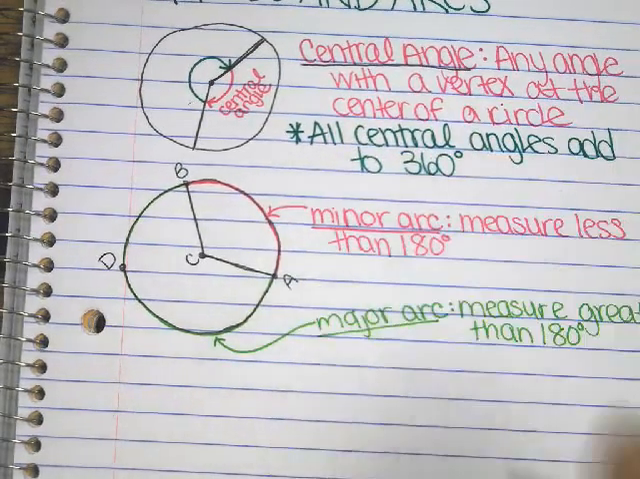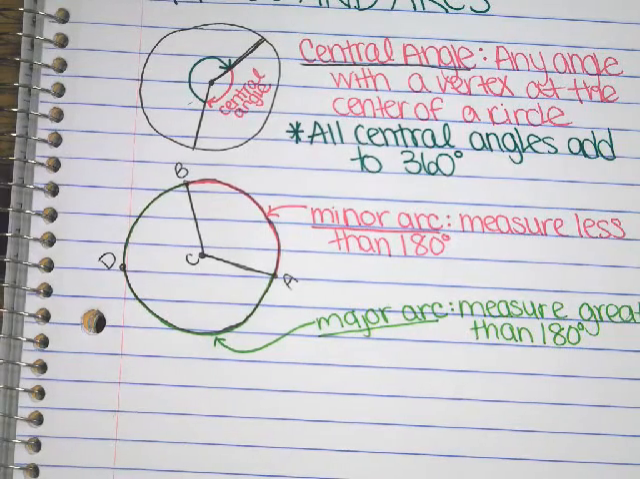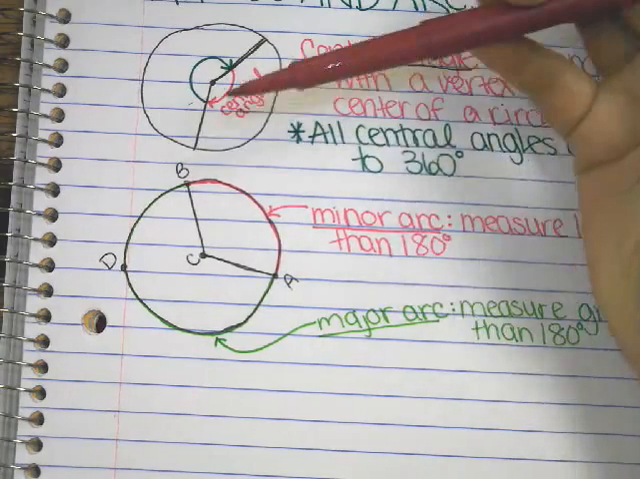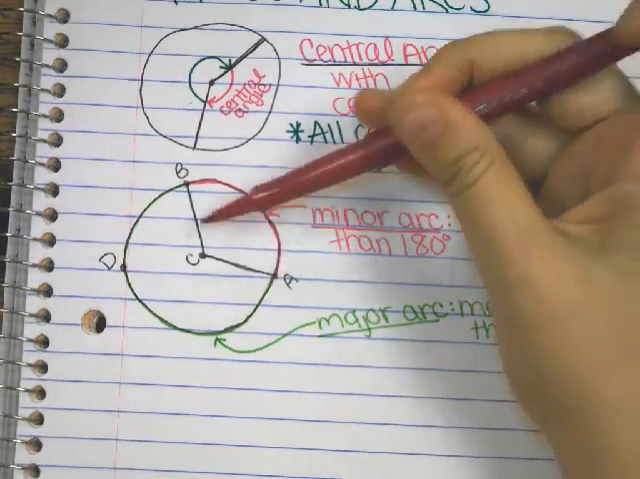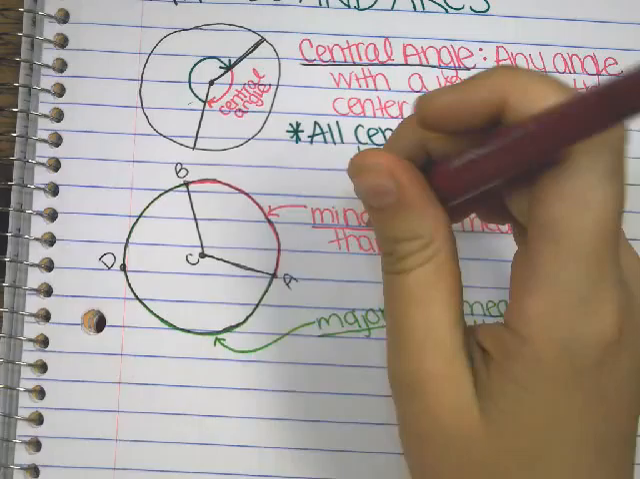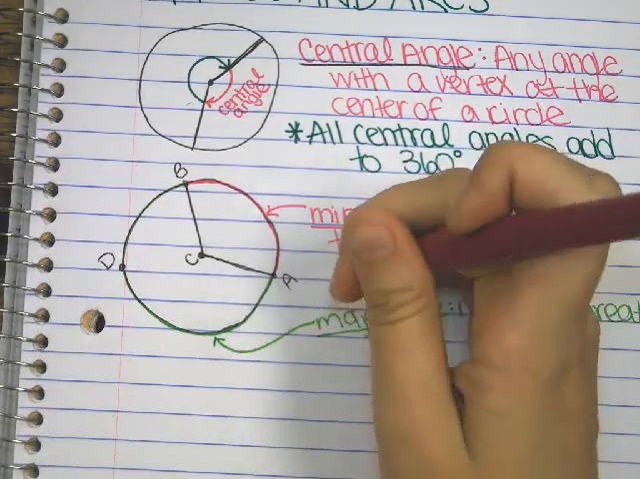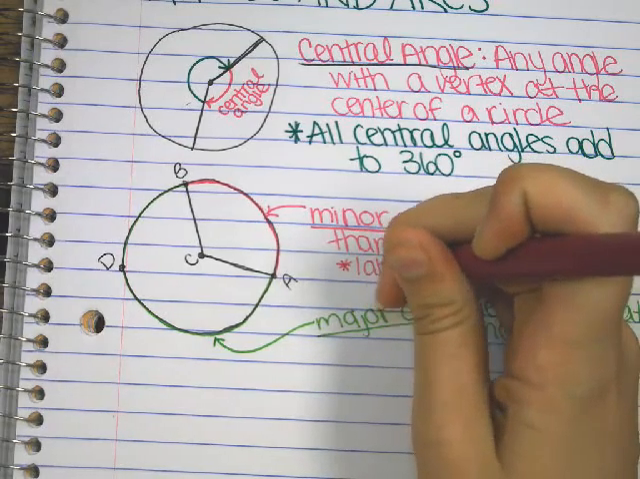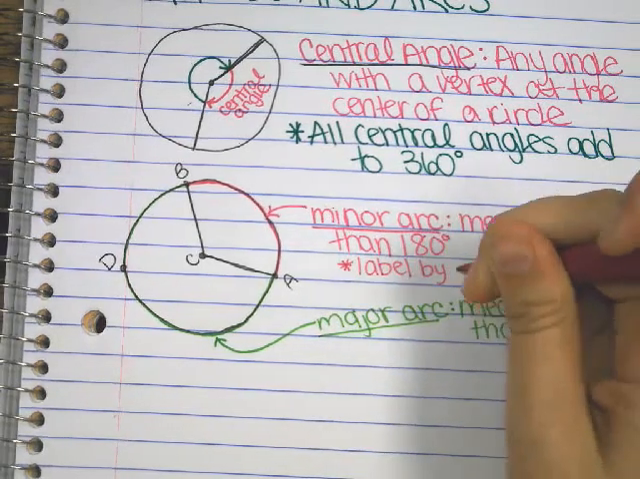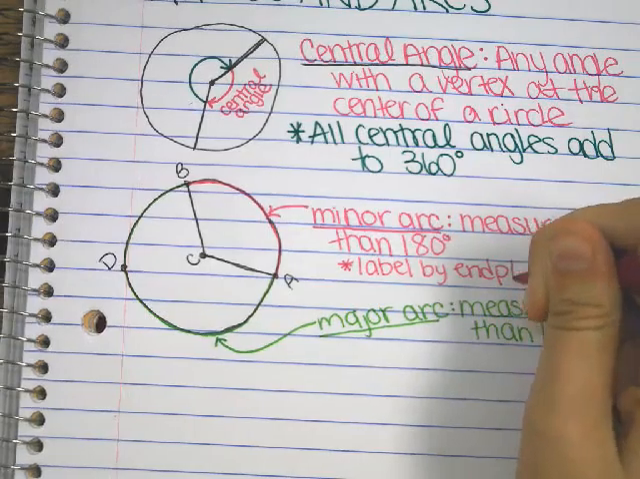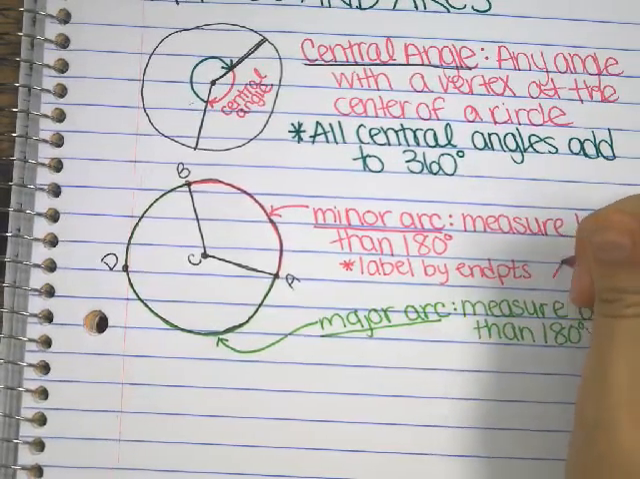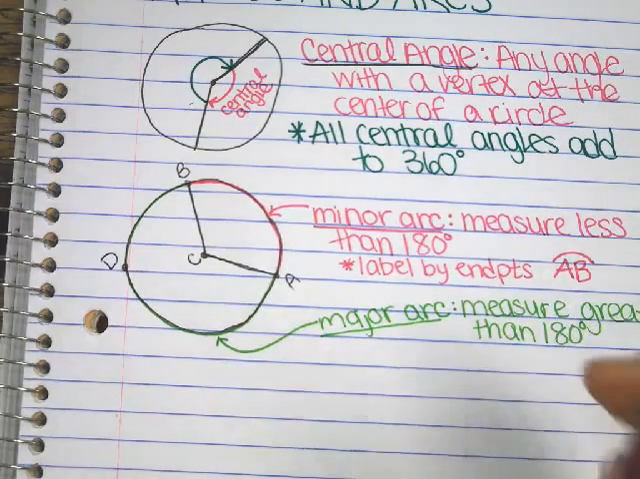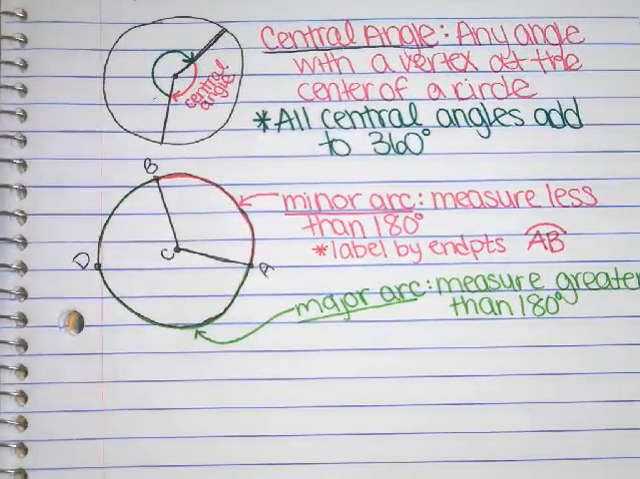Now, we have to figure out how to name our arcs. So anytime you're talking about a minor arc, so just the arc from here to here, you're going to label this just based off of its endpoints. So if it's a minor arc, you label based off of its endpoints. And so this would be called AB, and we're going to put an arc over it. That is arc AB.